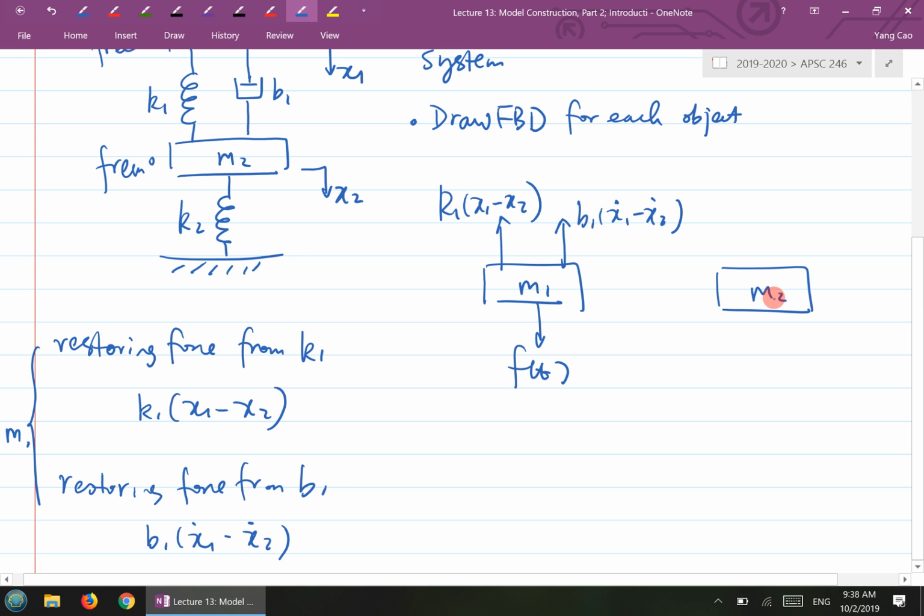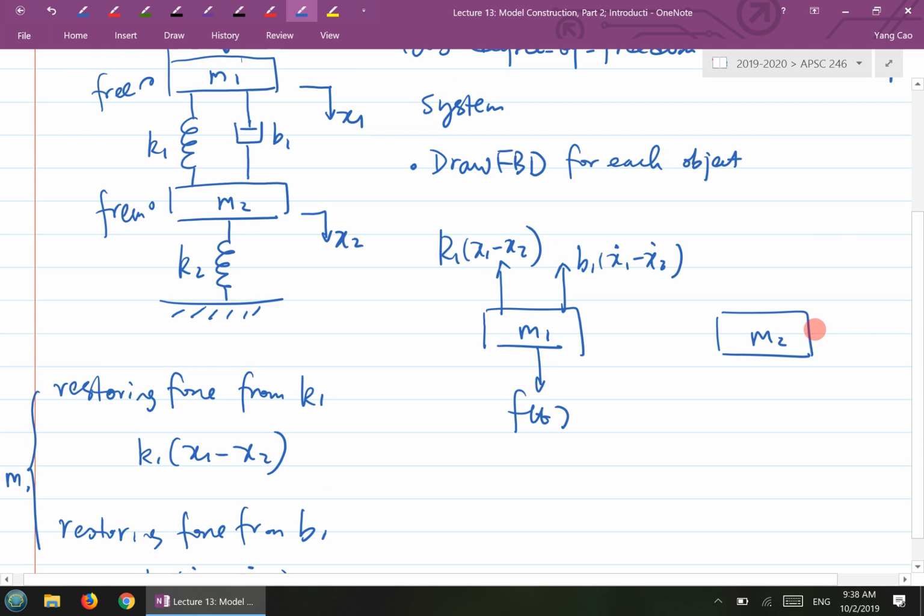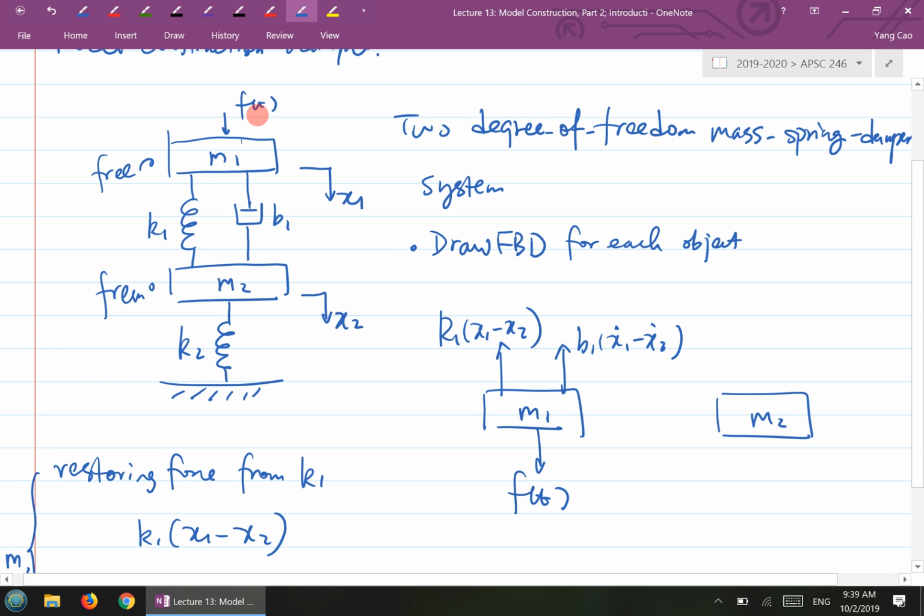Okay. M2. Before we draw M2, let's think about it. How many external forces act on M2 in this system? 4? 3? Yeah, there should be 3. One comes from K1, one comes from B1, and one comes from K2. I see some students say 4. You might think this F is the number 4, but F does not directly apply to M2. It applies directly to M1. So you cannot count F of t as an external force on M2. There are 3 of them acting on M2.